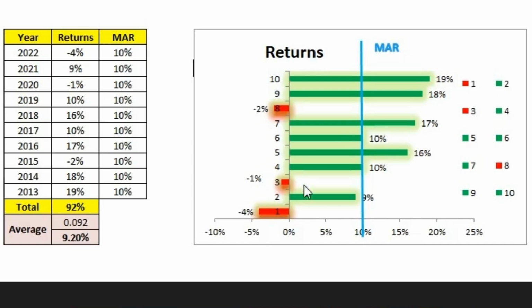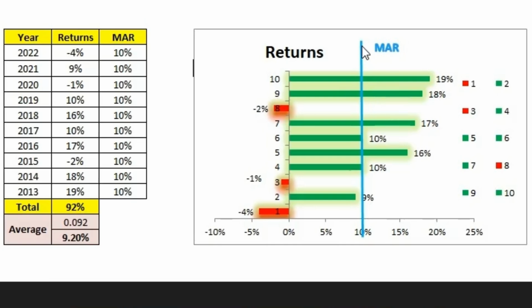You see the numbers here. The green represents the positive returns, whereas the red represents the negative returns. So there are 3 negative returns in 2015, 2020 and 2022. So in 2015, -2%, 2020, -1%, and last year, -4%. These are represented here in red, and the green ones are the positive returns that the company has given.